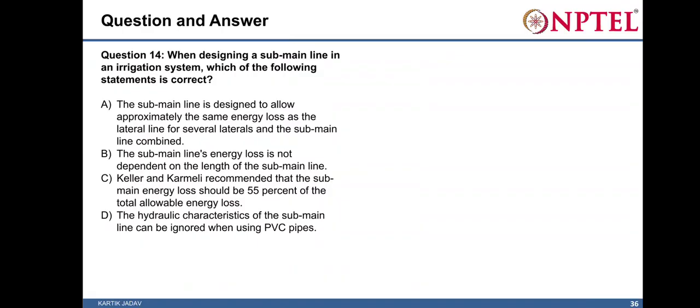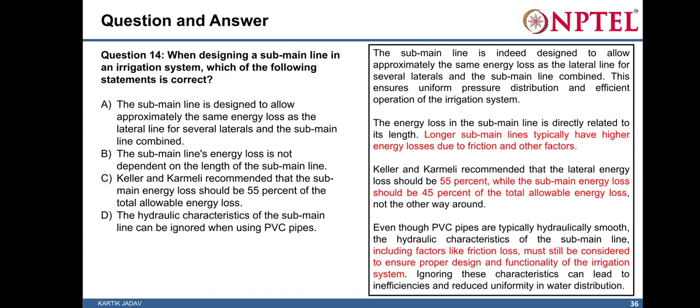Okay. Next question. When designing a submain line in an irrigation system, which of the following statements is correct? So we know that a submain line is designed to allow approximately the same energy loss as the lateral line for several laterals, and the submain line is combined. And this ensures a uniform pressure distribution and efficient operation of the irrigation system.